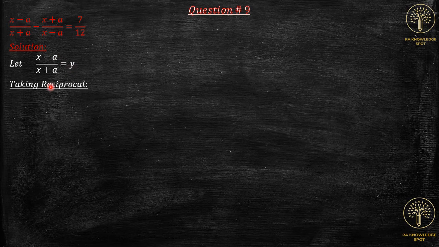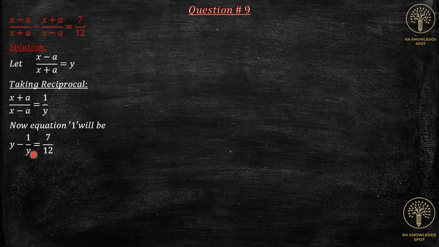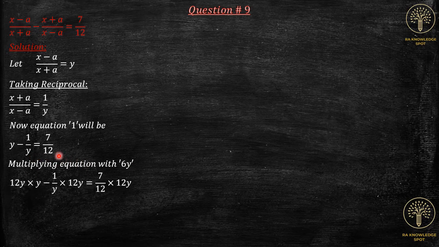Now again taking the reciprocal. This is the reciprocal. Now this is your equation 1. Now your equation will be y minus 1 by y is equal to 7 by 12. Then we have to multiply the whole equation with 12y. This is 12y because there is 12 and this is y. Again with each term you can say, y is cancelled with y, 12 is cancelled with 12, the remaining terms will be 12y square minus 12 is equal to 7y.